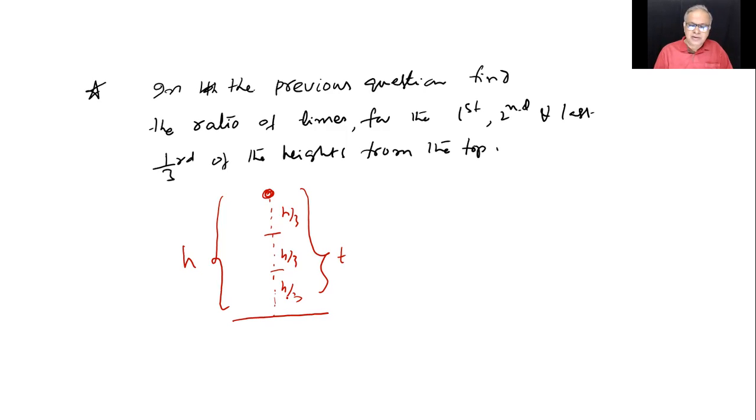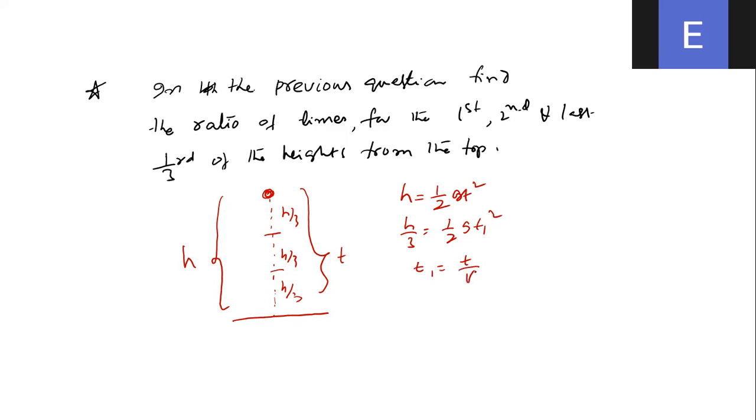Similarly, we can take as usual h equals half g t square. Then h by 3 equals half g t1 square. So if you divide one by the other, I'll get t1 equals t by root 3. Keep it there. Then I can find the time for this together.